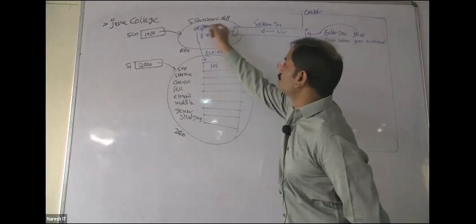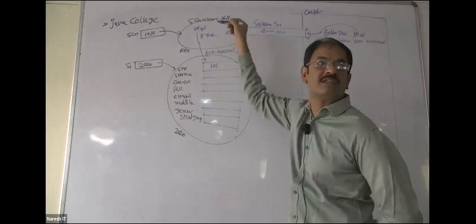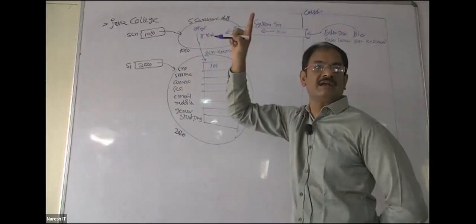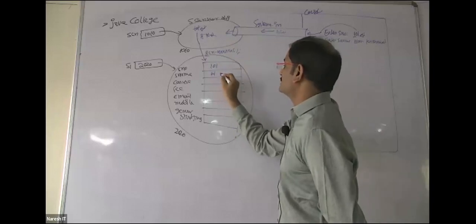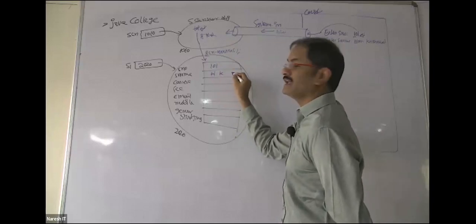Here I have written 2 strike marks. Here I have written 1 strike mark. What is the meaning of 1 strike mark? Complete data is read at a time and stored here, H space Krishna. Is the enter key there or not there? Not there.